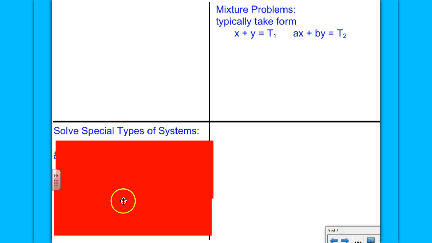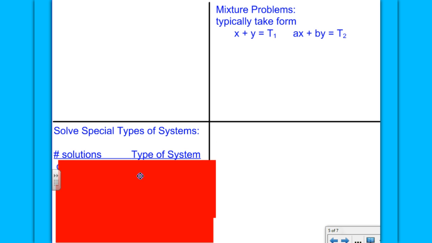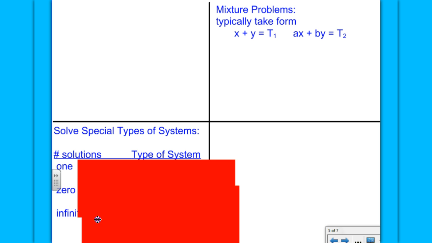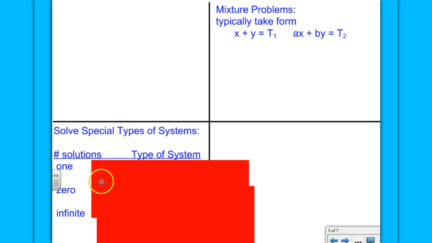Okay, solving special types of systems. We know that some linear systems have not just one solution, right? We could have one solution. How many other solutions could we have in a system? We could have, say it, 0, and we could have infinite, okay? So what's going on when we have one solution? What's going on with our lines? If we have one solution, they intersect, which means their slopes are different.